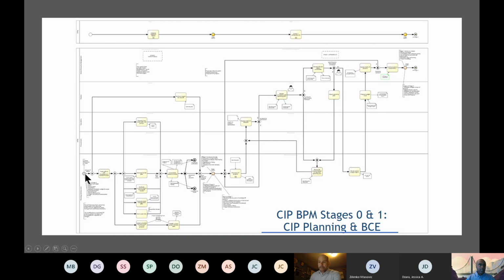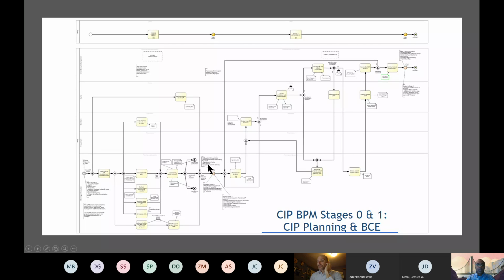Event is, as I said, something that happens at a given time. It could be a kickoff or start of a process or a completion of a process. So you can see here there is one here, there is another one here, there is also another one here. So there are events in this business process model.